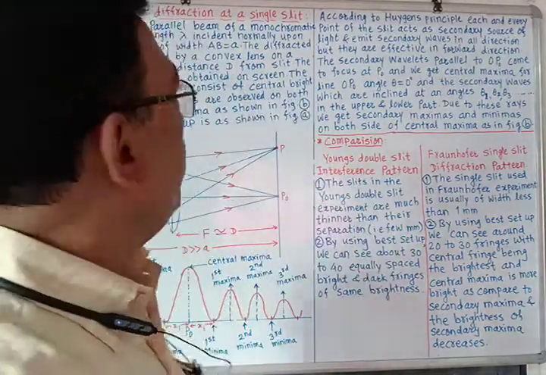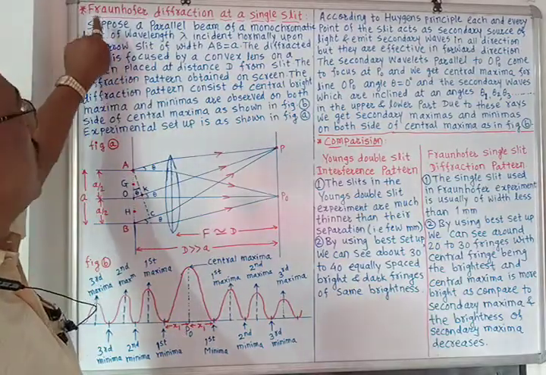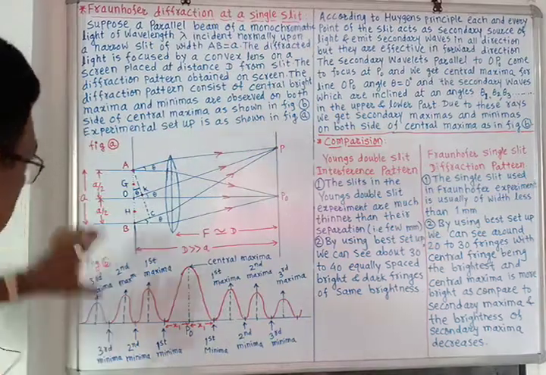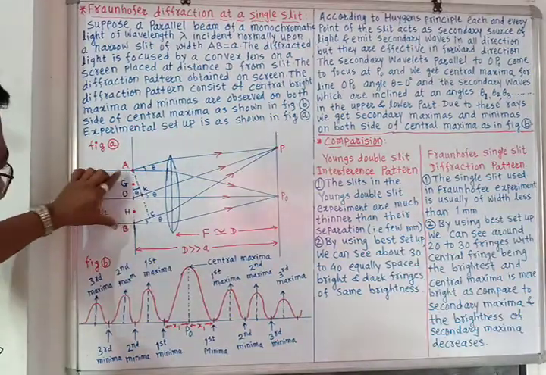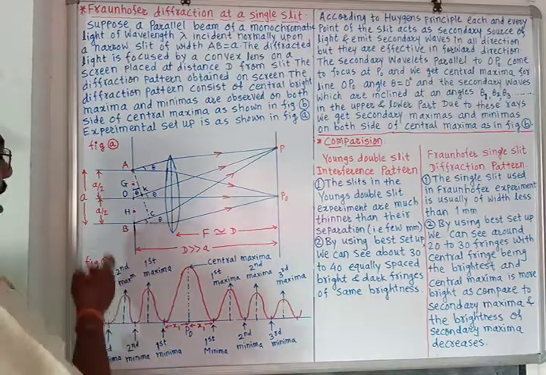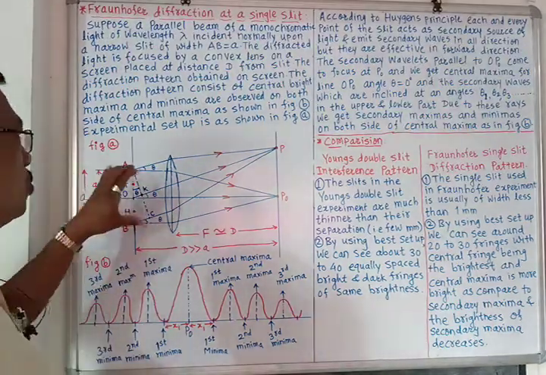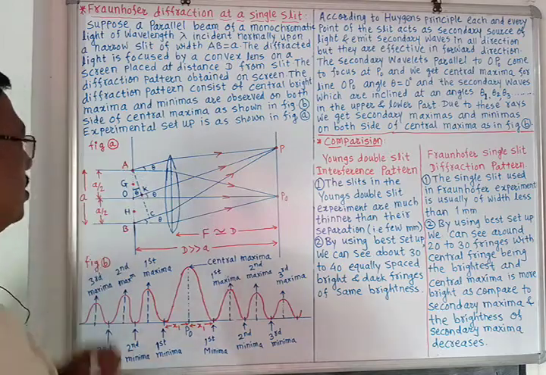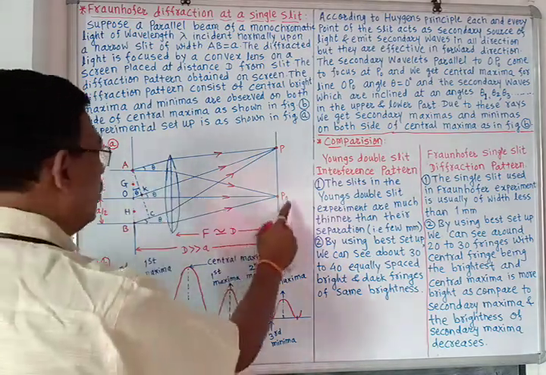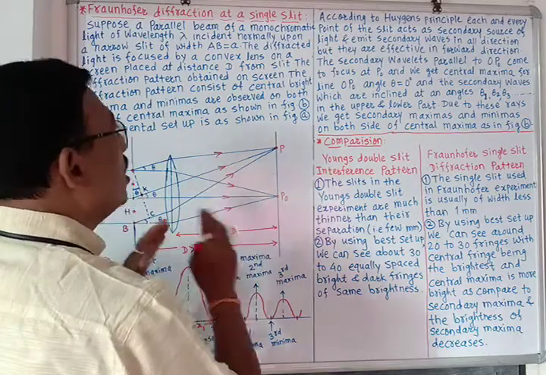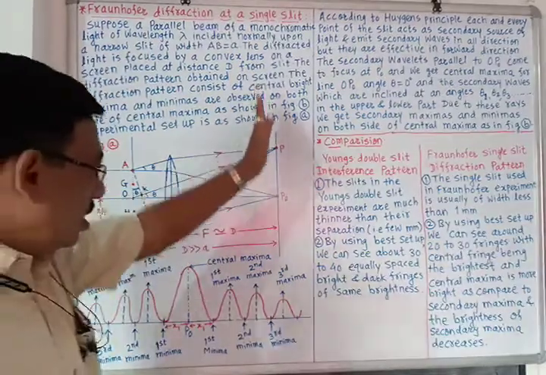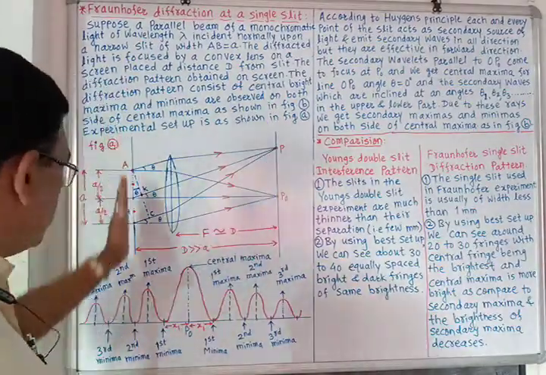Hello students, today we are going to see Fraunhofer diffraction at a single slit. Here this window AB acts as a single slit, and if we allow the light to pass through the slit and incident on a convex lens, then we can obtain the diffraction pattern on this screen. This one is the screen, this one is the slit.